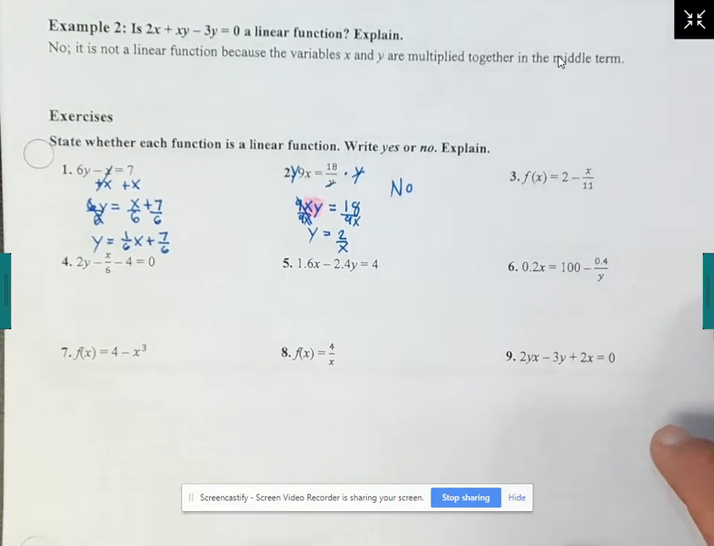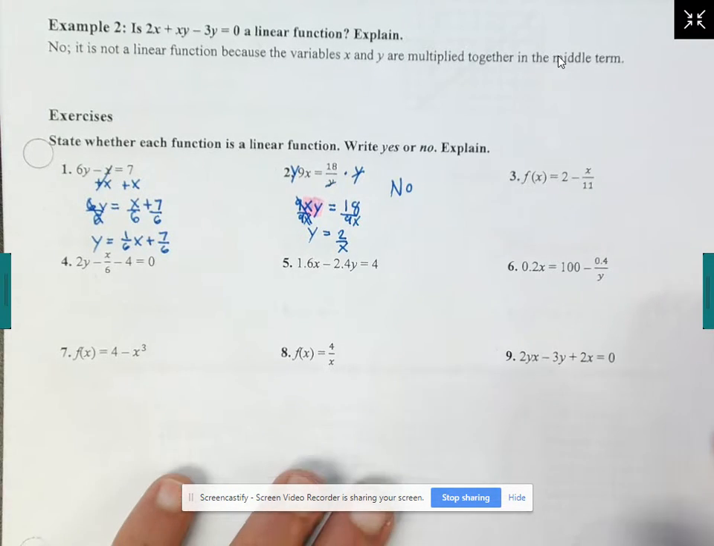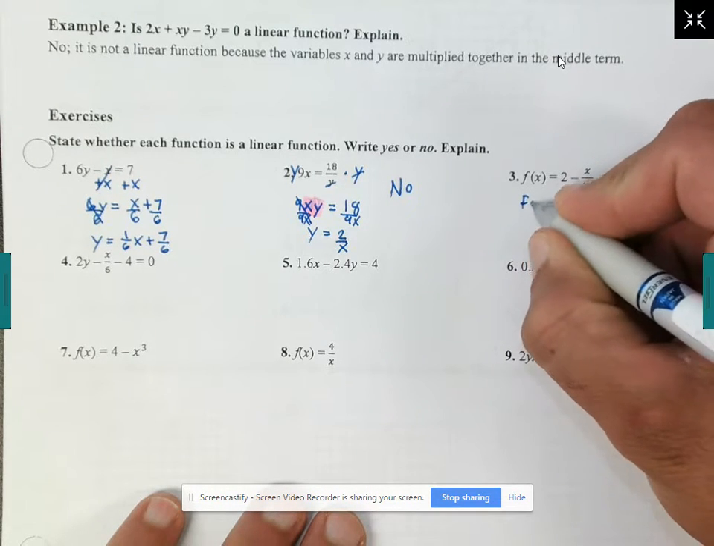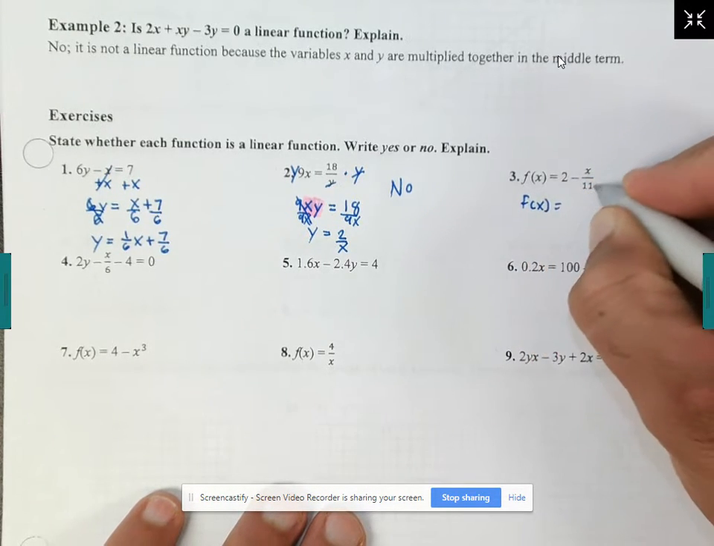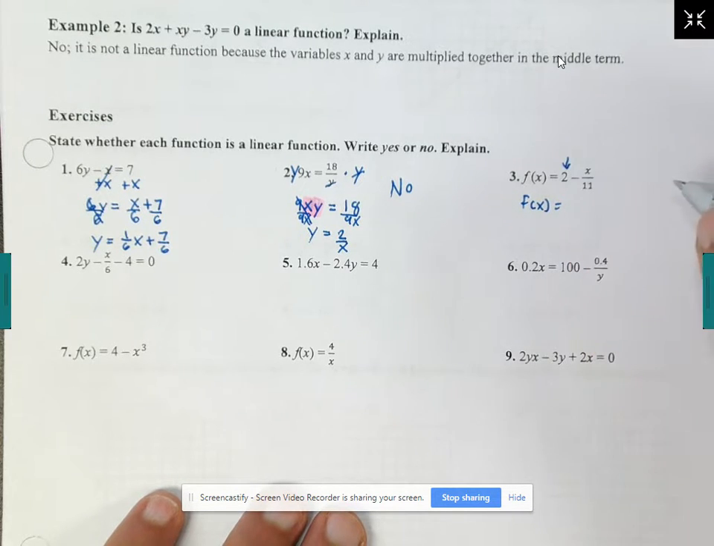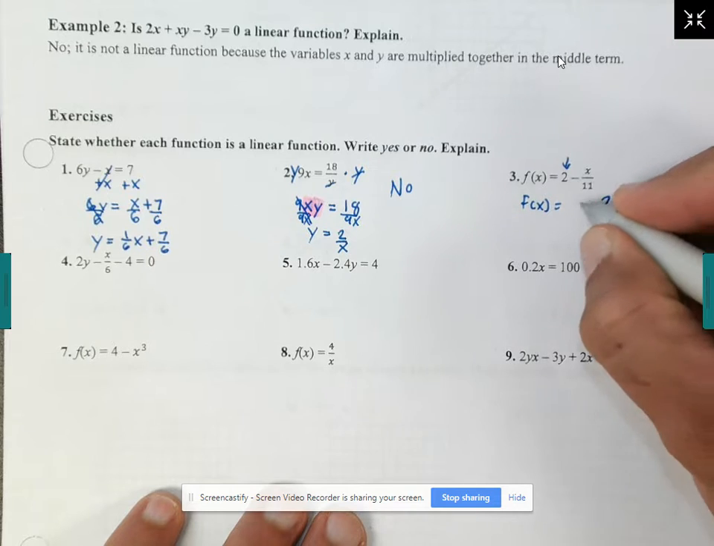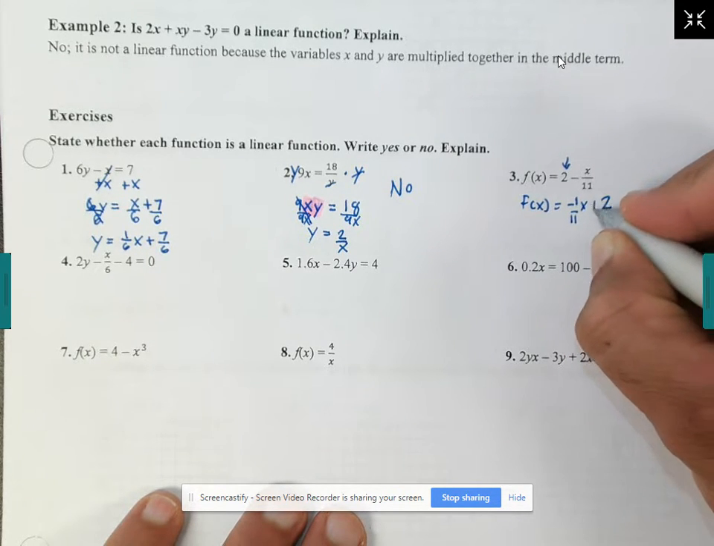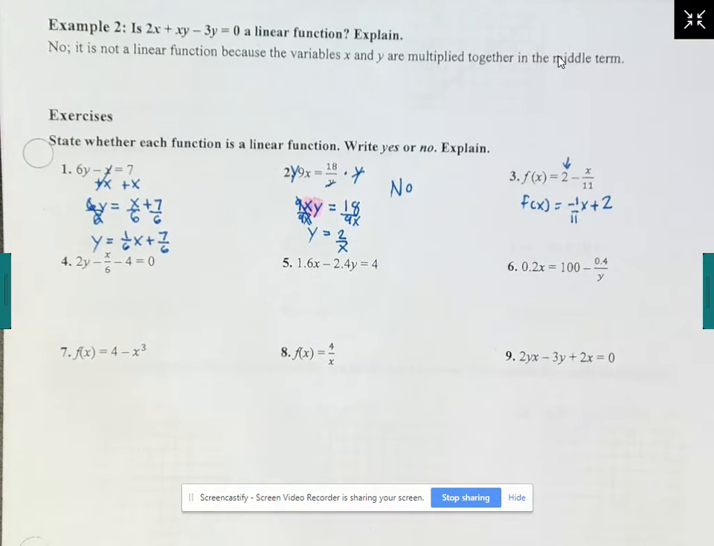On number 3, number 3 may look like it's not, but x over 11, remember the x is in the numerator, so we're good. If the x would have been in the denominator, I could have automatically said no. This is the y-intercept right there. And this turns out to be the slope. So notice that I'm writing that in a different way so you'll recognize it. Negative x over 11 is the same thing as negative 1 over 11 times x.